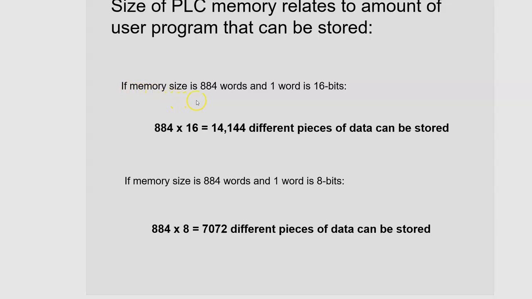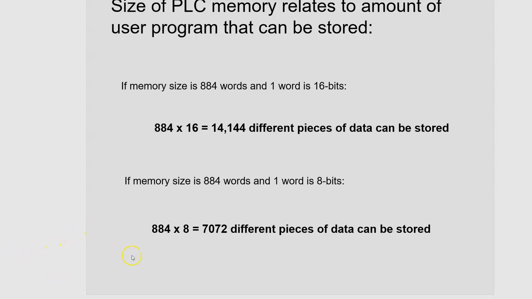So if the memory size is 884 words, and you know the word size is 16 bits, and I want to know, okay, how many individual pieces of data can I store? It's just a multiplication problem. I have 884 words. Each word is 16 bits, so I go 884 times 16. I can store 14,144 pieces of data.